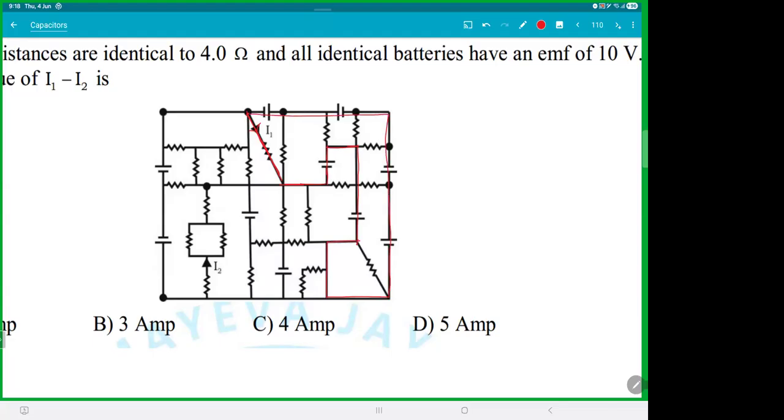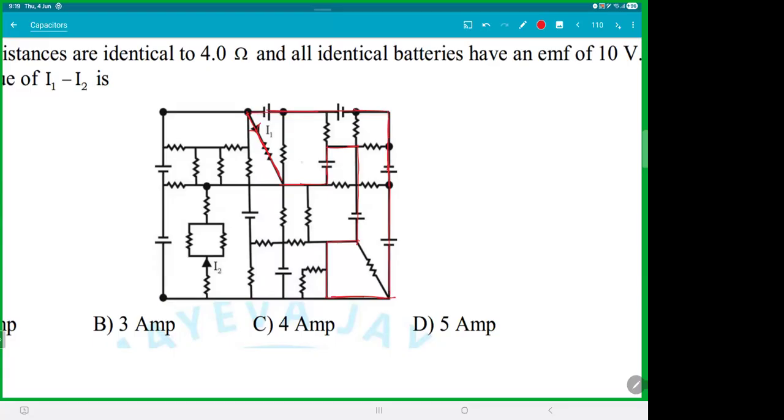There. You could have actually gone like this also. That also would have worked. So if you take this path, you will not pass through a second resistor. You'll only go through batteries.